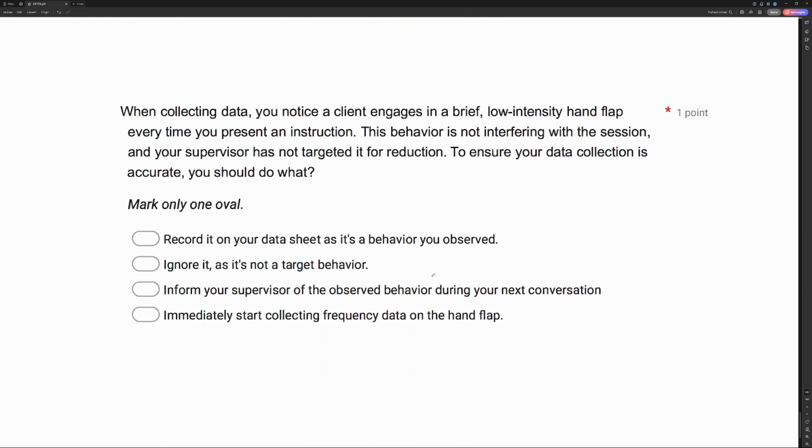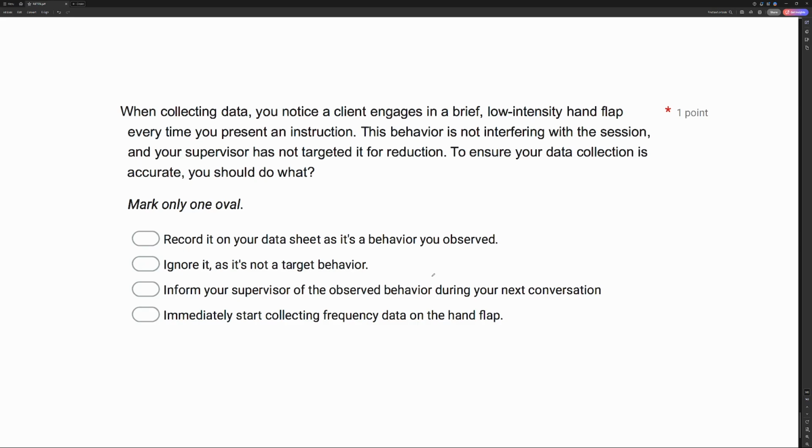When collecting data, you notice a client engages in a brief, low-intensity hand flap every time you present an instruction. This behavior is not interfering with the session, and your supervisor has not targeted it for reduction. To ensure your data collection is accurate, you should do what?